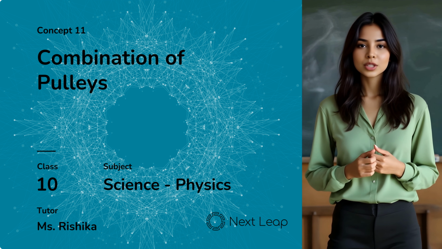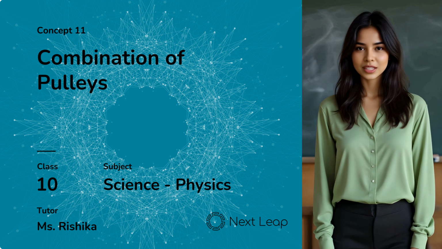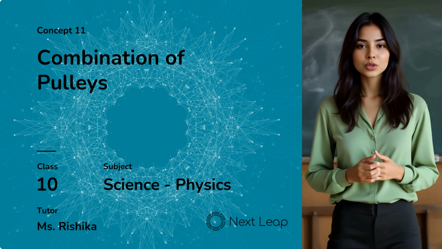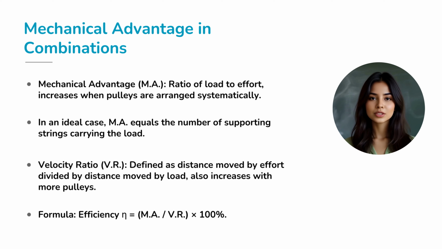You've seen this in real-life: cranes at construction sites or elevators in buildings use pulley combinations to achieve efficient lifting with small efforts. Now let's talk about the mechanical advantage of pulley systems. Mechanical advantage, or MA, is defined as the ratio of load to effort. In a pulley combination, MA increases as more pulleys are added. In the ideal case, mechanical advantage equals the number of rope segments that are directly supporting the load.